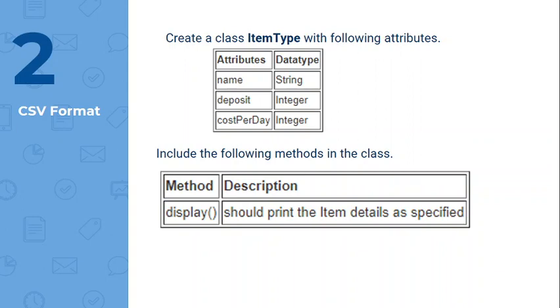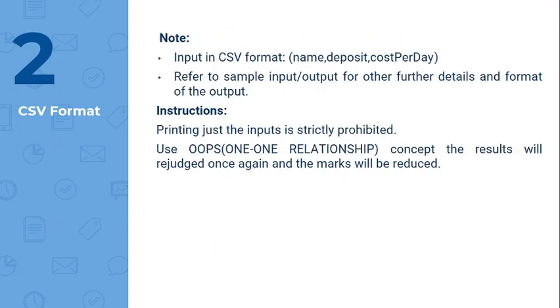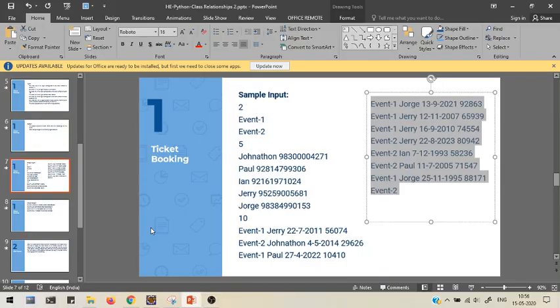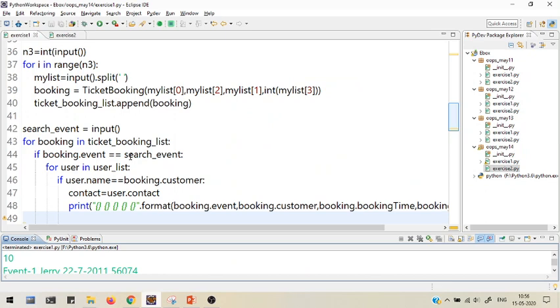So we have to create a class called item type with the following attributes: name, deposit, and cost per day. Then we have to include a method called display and it should print the item details as specified in the output format. And the input will be in CSV format. It will be comma separated values, and we have to refer to the sample input and output. So this is the sample input. Everything is a comma separated value. Then we have to print the output in this format. Now let us check the solution for this problem.